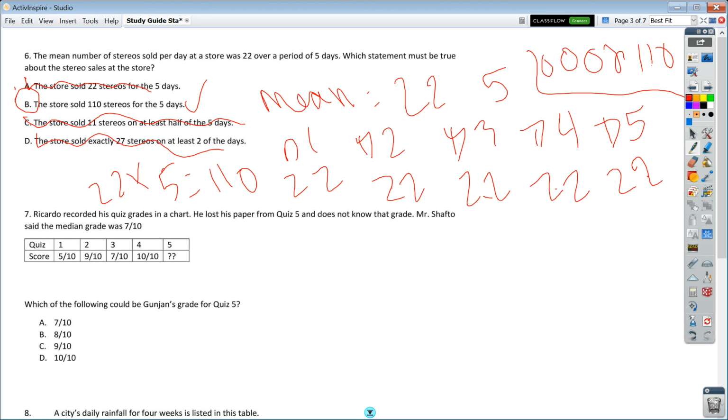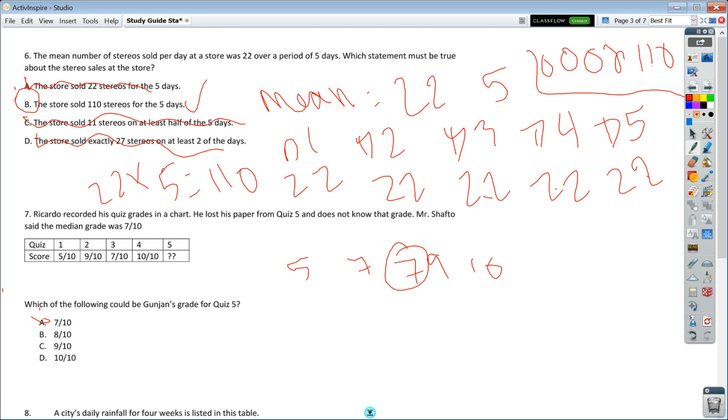Ricardo recorded his quiz grades in a chart. He lost his paper from quiz 5 and does not know that grade. Mr. Shafto said the median grade was 7/10. So let's list these in order. I've got a 5, I have a 7, a 9, and I have a 10, and then some other number that needs to go there. We know that the median is going to be 7. So the middle number is going to be 7. So here, somewhere is 7. So if I have this, I could put a 7 in here, and my median would be 7.